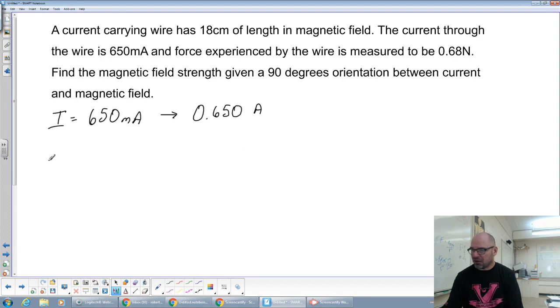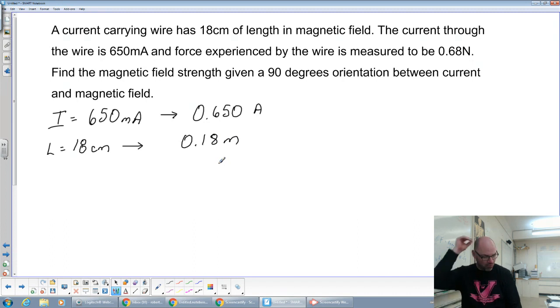Okay, then we can do the length of the wire, 18 centimeters. Now we know that there's 100 centimeters in a meter. We want to go to meters, so we've got to divide by 100, 0.18 meters. Okay, that's in the appropriate units. Okay, we know that the force is already in the appropriate units, so we could just write that one down.